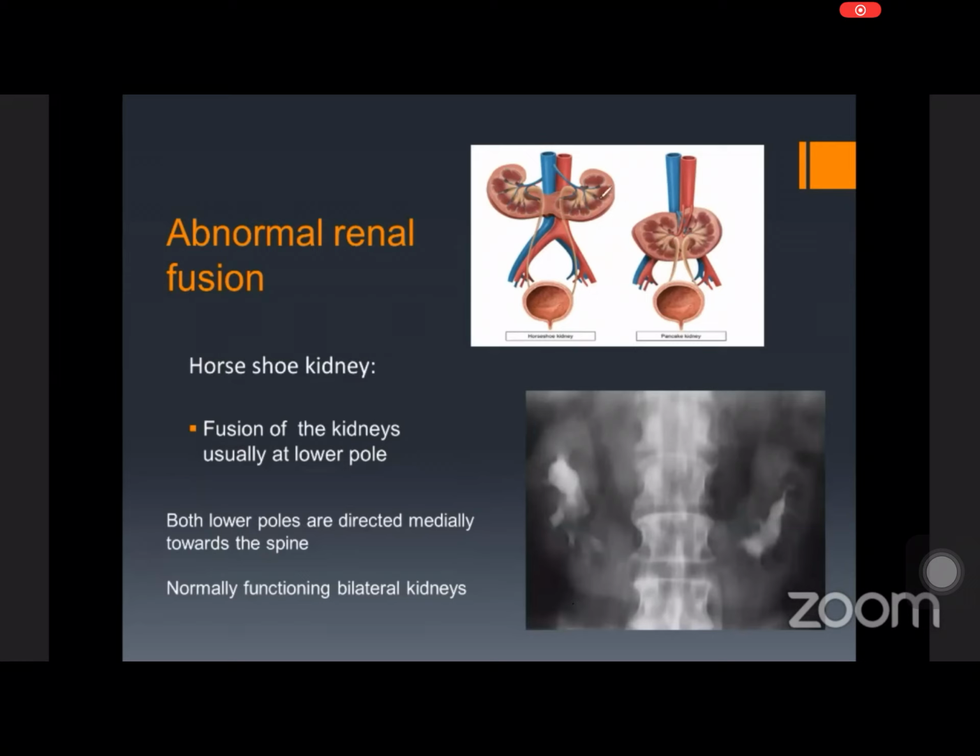Coming to abnormalities of renal fusion, this was discussed in the previous session. Horseshoe kidney is fusion of the kidneys at the lower pole, and pancake kidney is complete fusion of all the poles of the kidney, and such a kidney will usually be placed in the pelvis. This is an image showing an abnormal renal axis. What we see here is the lower poles of the kidneys are fused and they are oriented towards the midline, meaning that the axis of the kidney is altered. The craniocaudal axis of the kidney is not parallel to the iliopsoas muscle. This is because of the fusion, and both the kidneys are directed medially towards the spine.